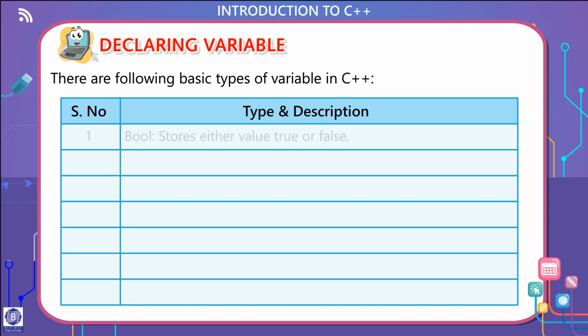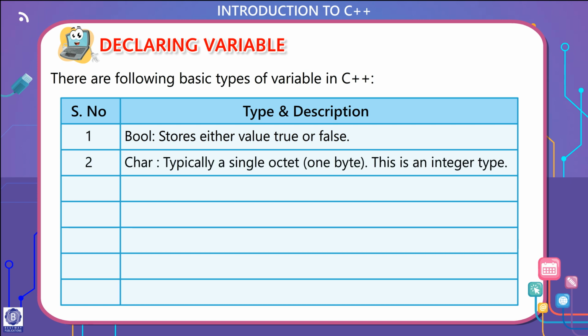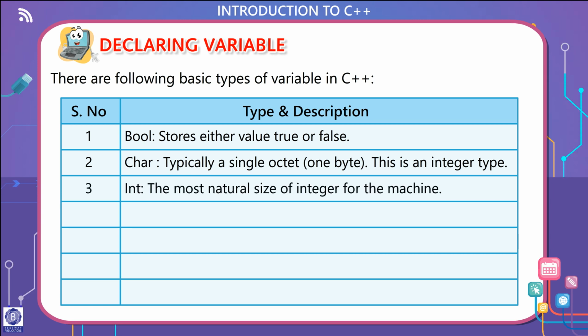Type and description. Bool stores either value true or false. Char, typically a single octet, 1 byte. This is an integer type. Int, the most natural size of integer for the machine.